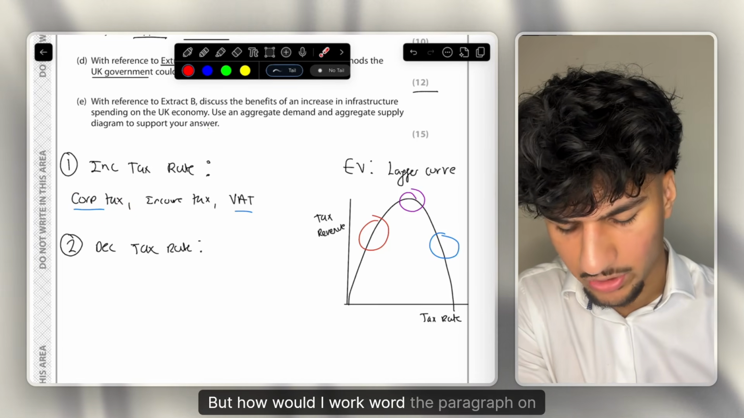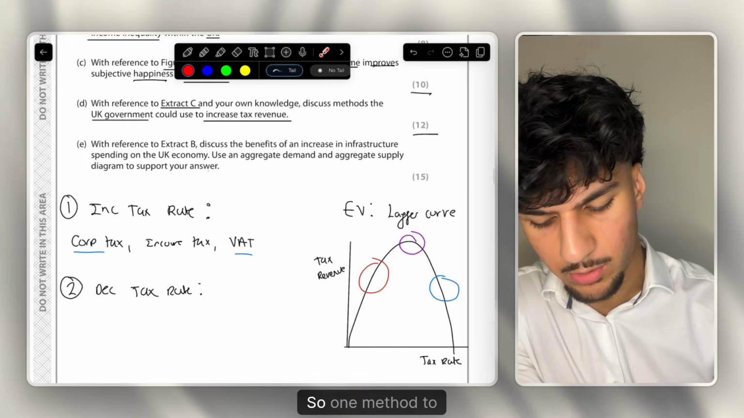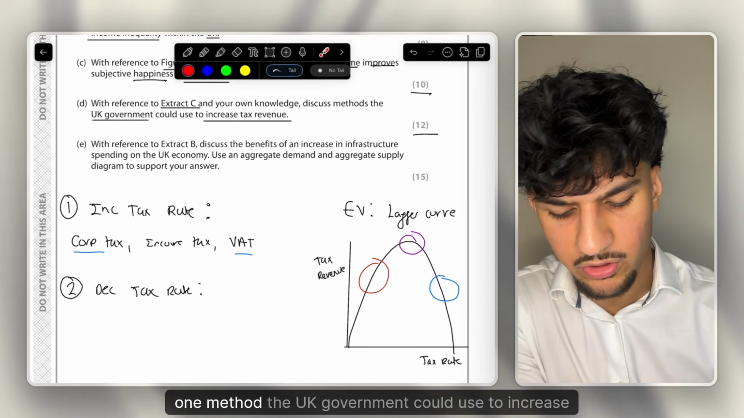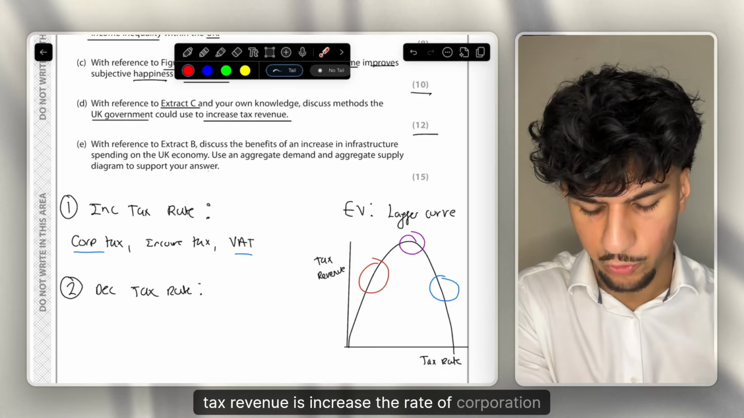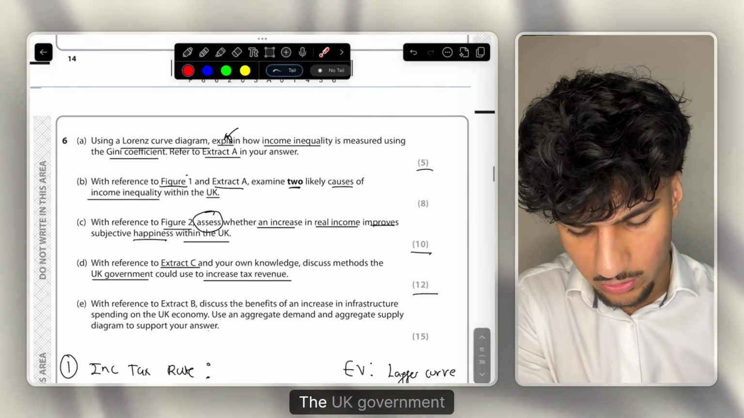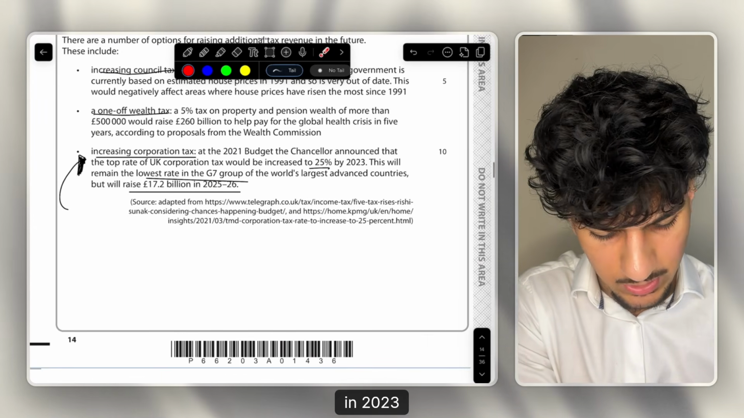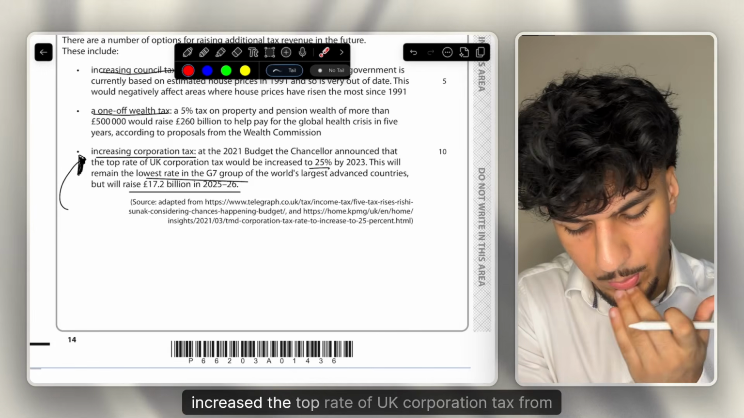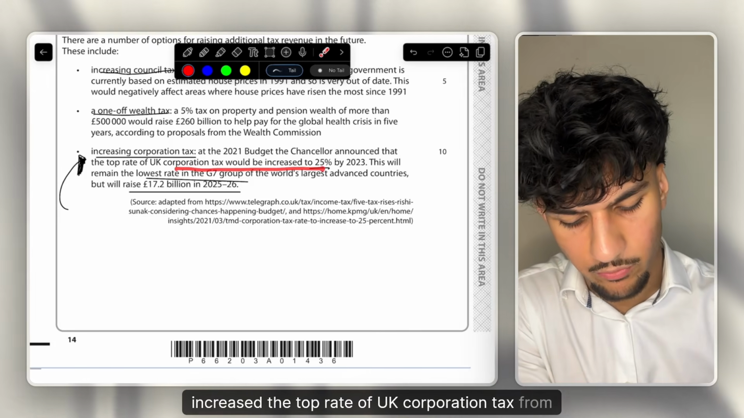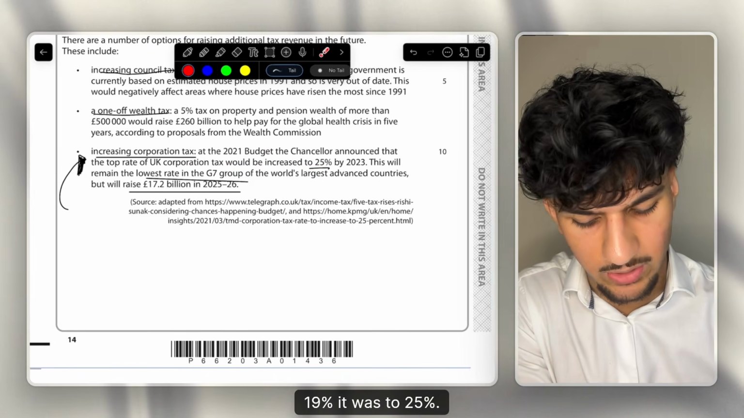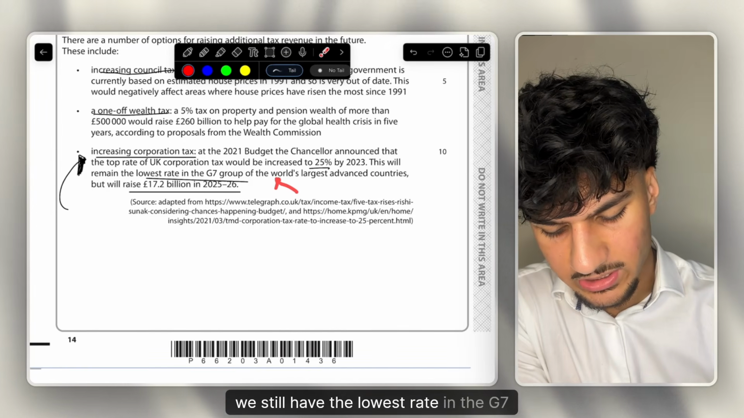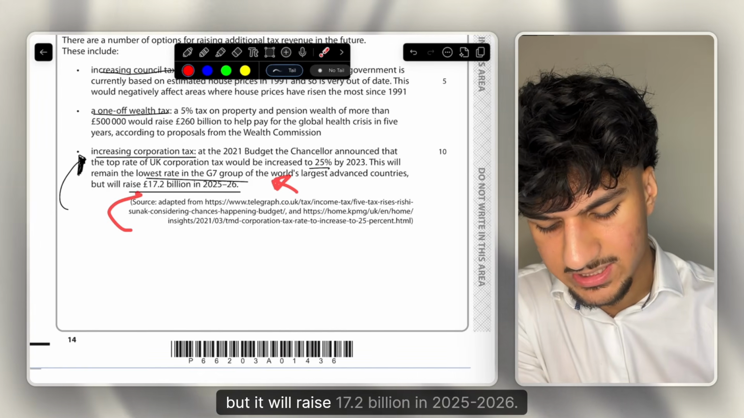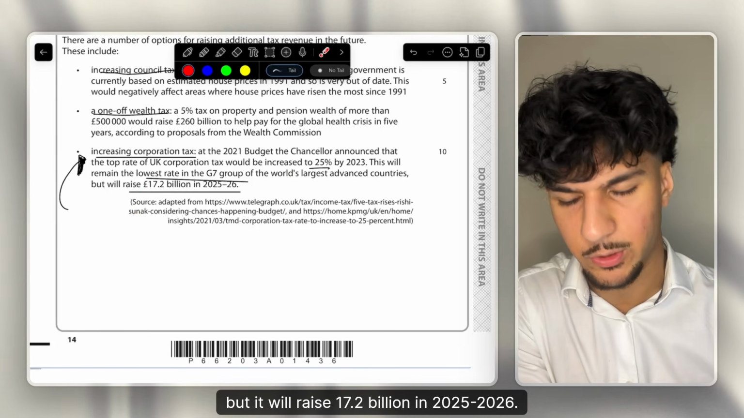But how would I word the paragraph on corporation tax? One method the UK government could use to increase tax revenue is to increase the rate of corporation tax. E.g., in 2023 the UK government increased the top rate of UK corporation tax from 19% to 25%, and I'll just literally quote this figure. We still have the lowest rate in the G7, but it will raise 17.2 billion in 2025 to 2026.